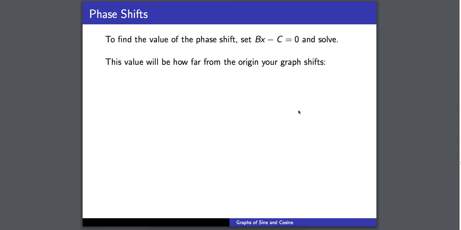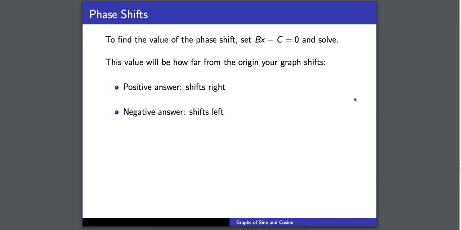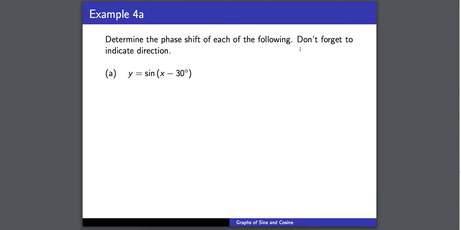So could be something like 30 degrees, 45 degrees, could be even something offset like 70 degrees, who knows. So positive answers for solving this equation for x means your graph is going to shift right that many degrees or that many radians. And negative answers mean your graph is going to shift to the left by that many degrees or that many radians. So again, just like with horizontal translations from transforming functions, positive answer is going to move it right, negative answer is going to shift it left. Set what's in parentheses equal to 0 and solve.